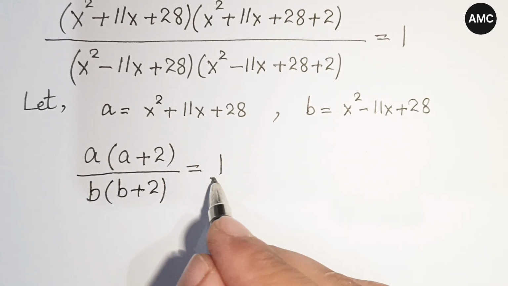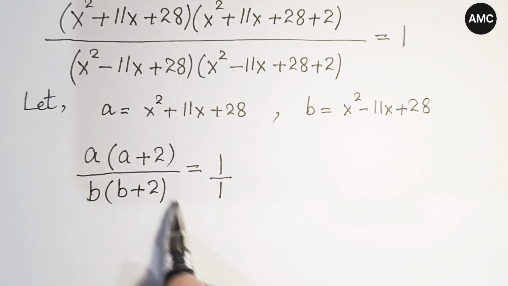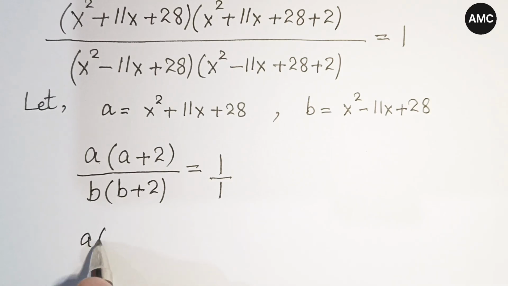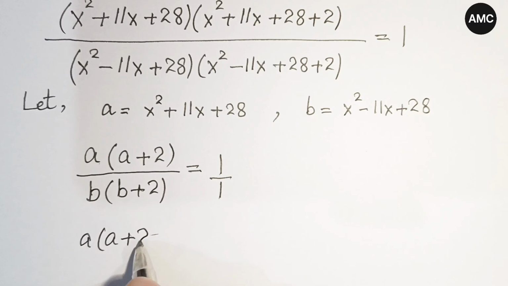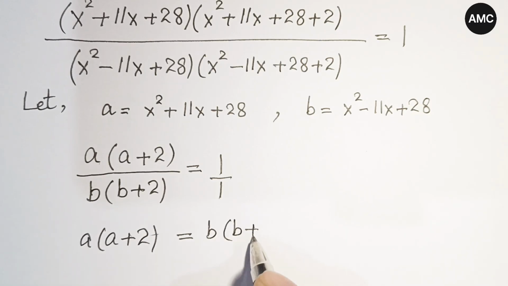Now here we have denominator is 1. By cross multiplication we will get a times (a plus 2) is equal to b times (b plus 2).